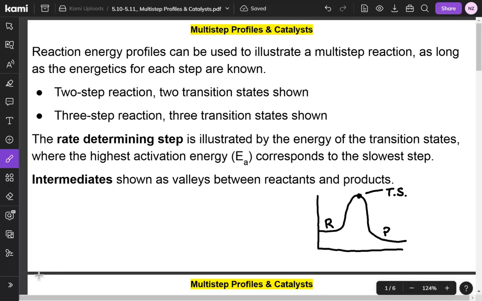The rate determining step is going to have the highest activation energy. It's got the largest hill that you need to overcome. So on our profile here, that is your activation energy. Again, this is only a single step reaction profile. Now, in a multi-step profile, intermediates are going to be valleys that you'll see between the reactants and the products.